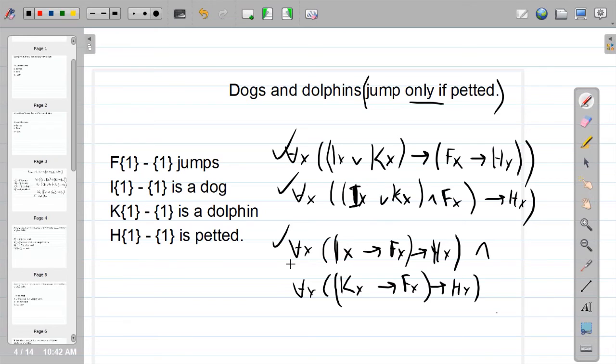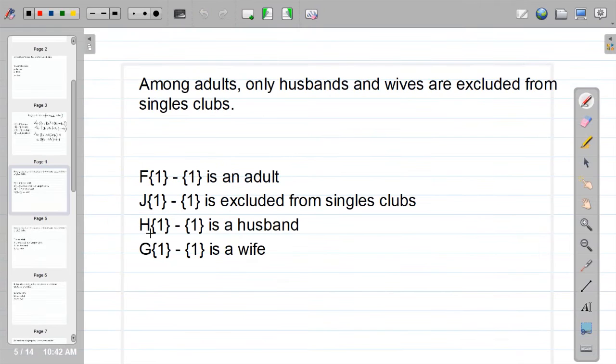Okay? Okay, let's do another. Among adults, only husbands and wives are excluded from singles club. All right. Really should have written down the answer to this thing. All right. Well, are we saying that there's at least one of these things, or are we saying that for all of the things that fall into this category?